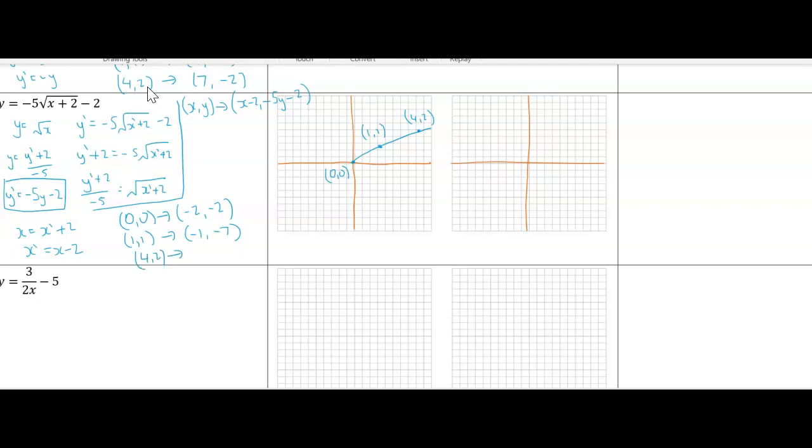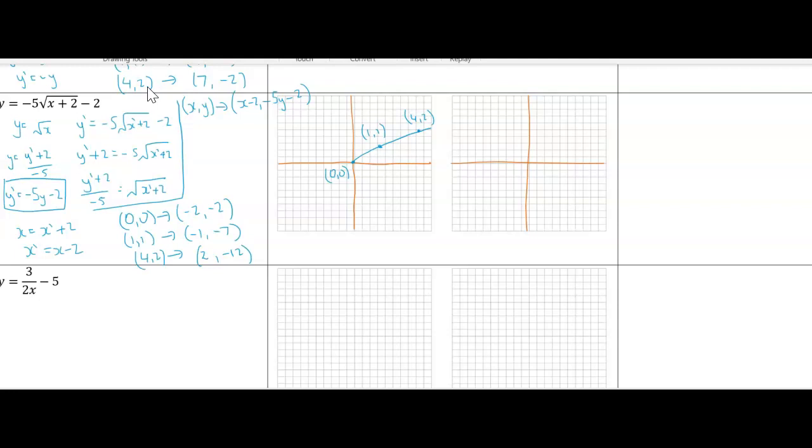So 4 minus 2 is 2. Now I'm just making sure I haven't messed anything up here. Yeah, I think because it's been shifted down, we've had 2 translations. That's why it's confused me a little bit. So we're going to cross our axes. And negative 5 times 2 is negative 10. Minus 2 is negative 12.